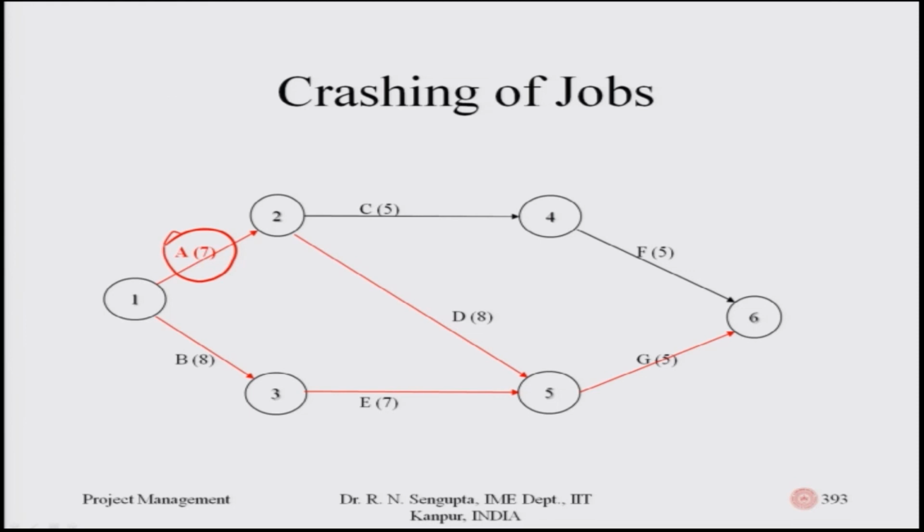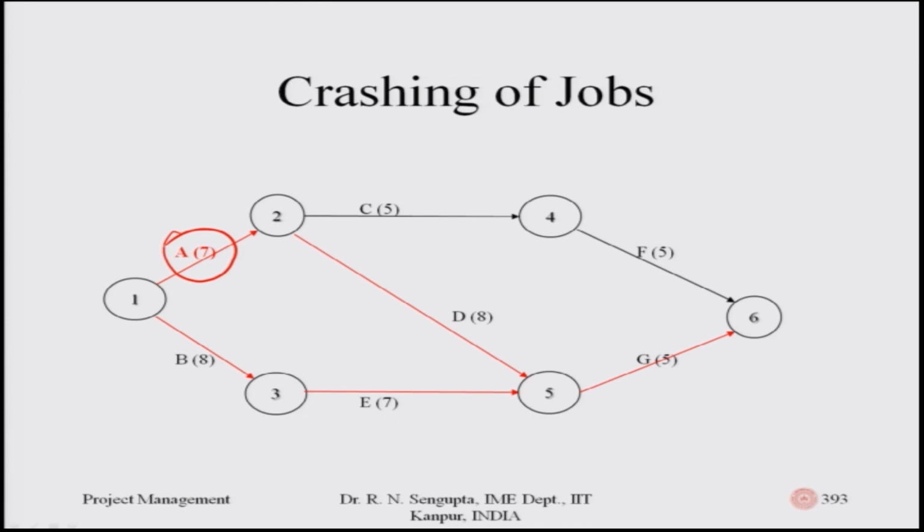Why? If I consider the sequence of activities A, C, F, what is that? 7 plus 5 is 12, 12 plus 5 is 19. So, 19 is definitely less than 7 plus 8 plus 5. So, hence it is still not critical. Which is not critical? Let me repeat it.